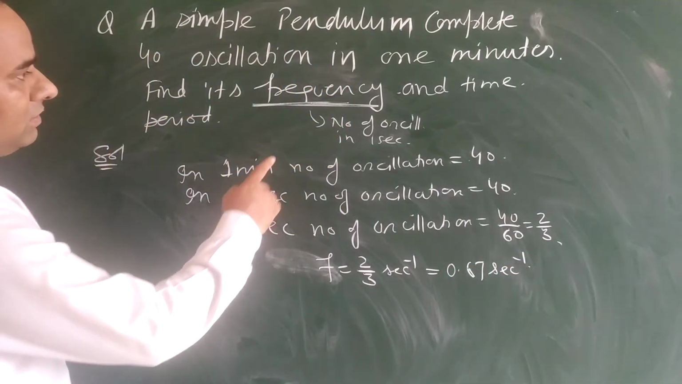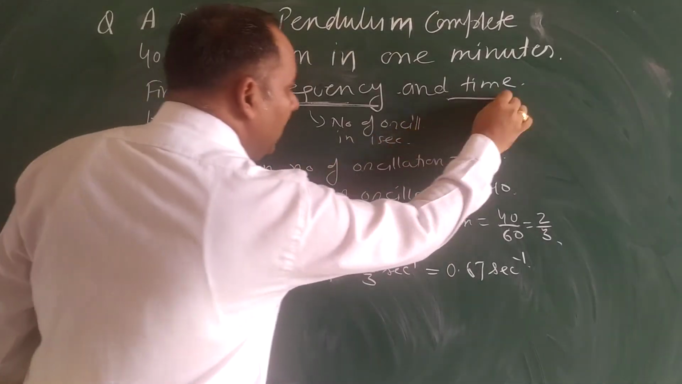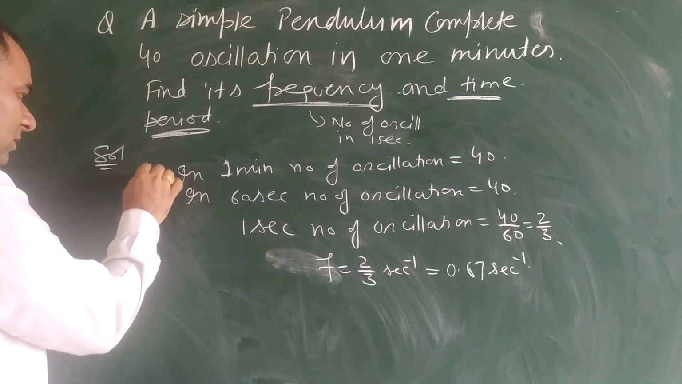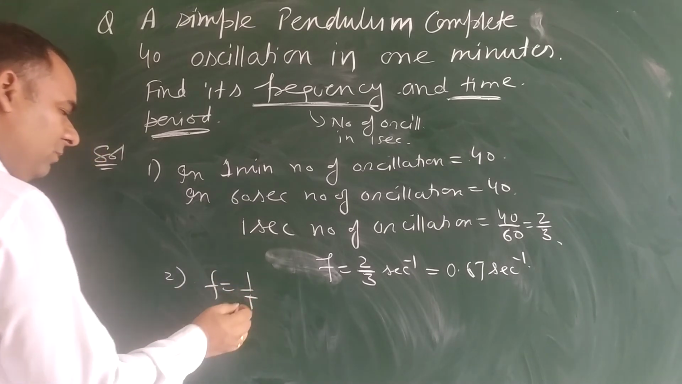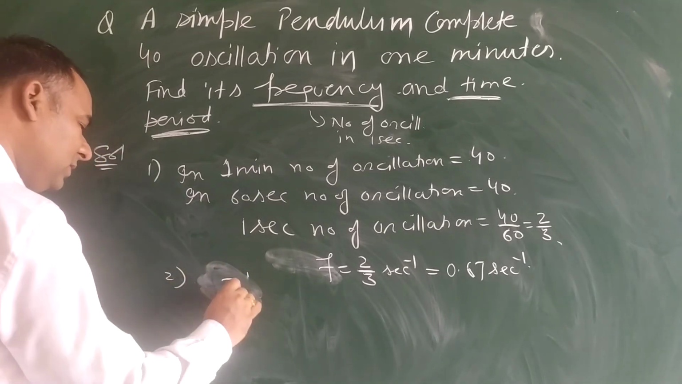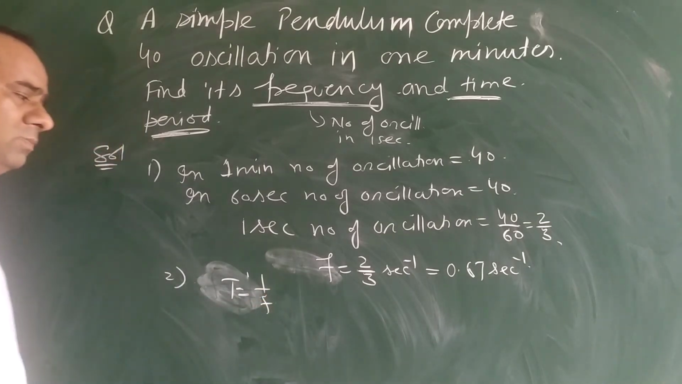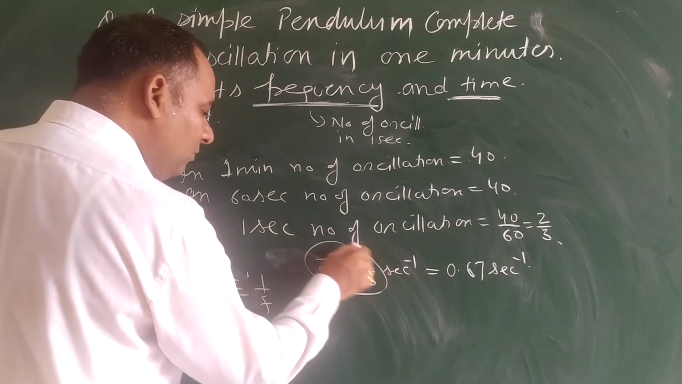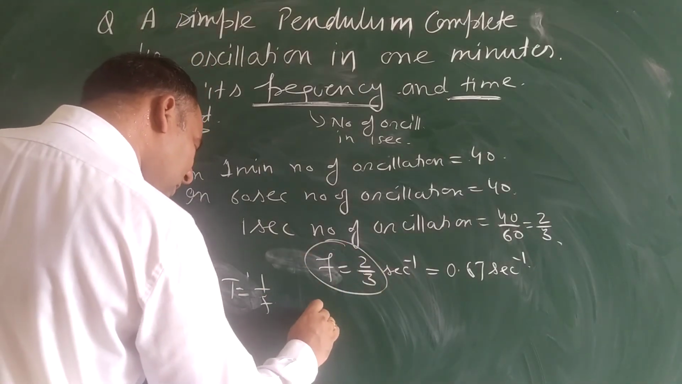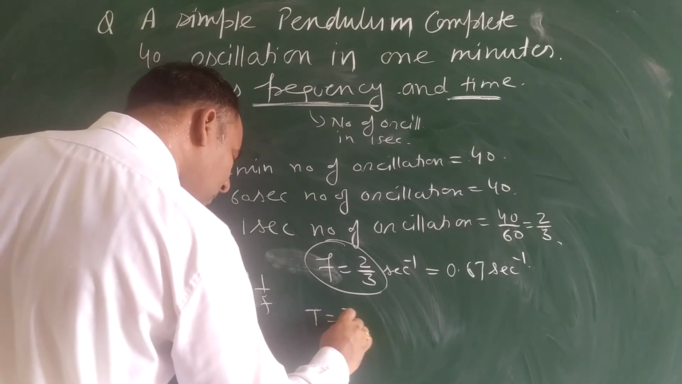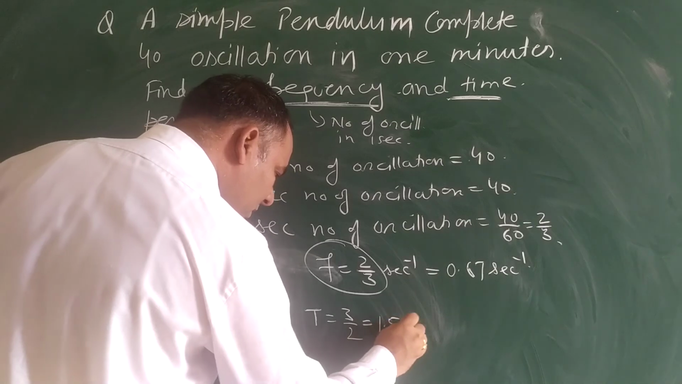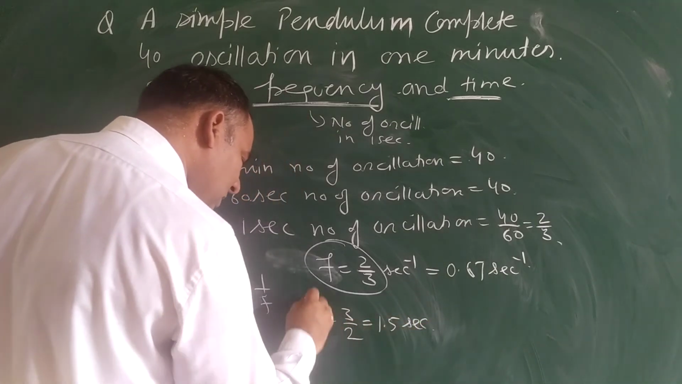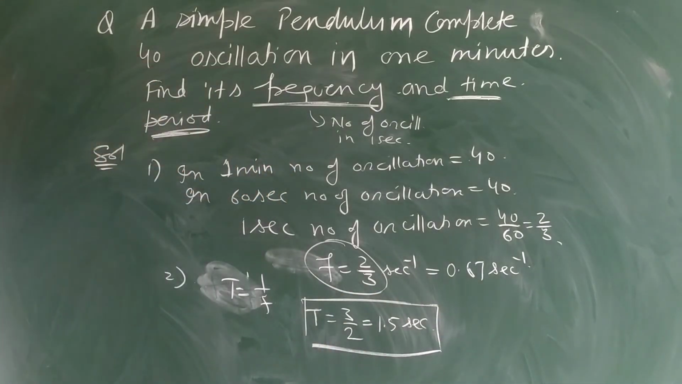Second, find the time period. So what is the relation between frequency and time period? Frequency is equal to 1 by T, or time period is equal to 1 upon frequency, the reciprocal of the frequency. So T is equal to 3 upon 2, and this is 1.5 seconds. So this is the time period of the simple pendulum.